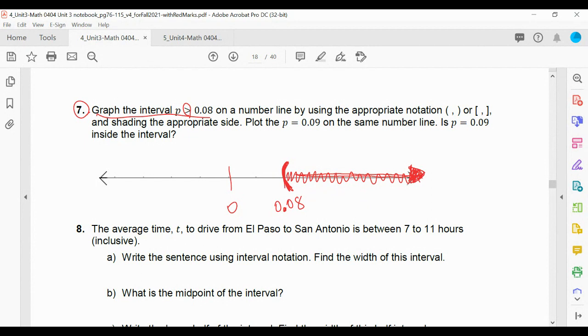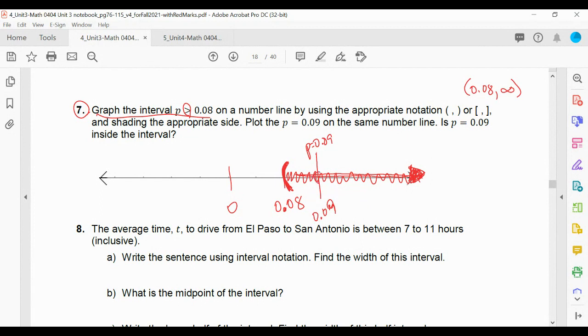If we were to write this as an interval, which we're not, but as an interval, that would be parentheses 0.08, comma, all the way to positive infinity. It just keeps on going. Now we plot the point 0.09. So 0.09 is larger, so 0.09 would be somewhere here. So this is the p-value of 0.09.